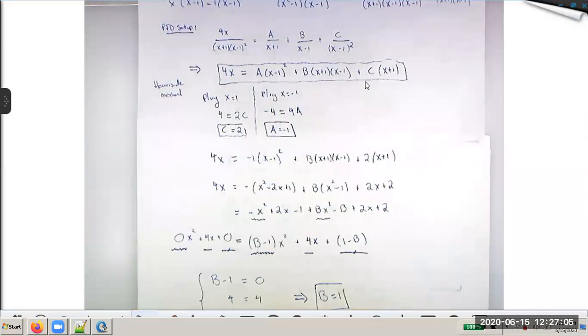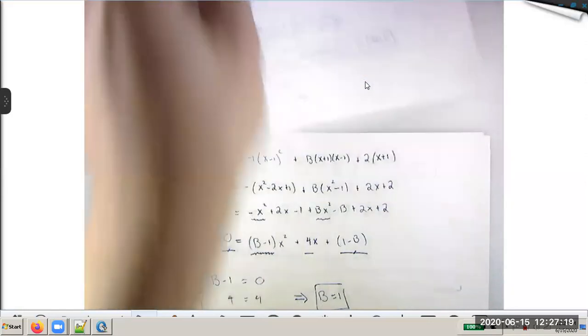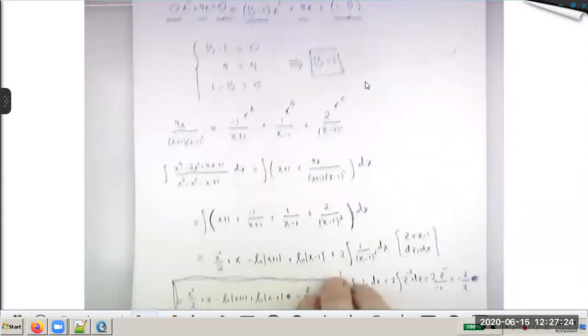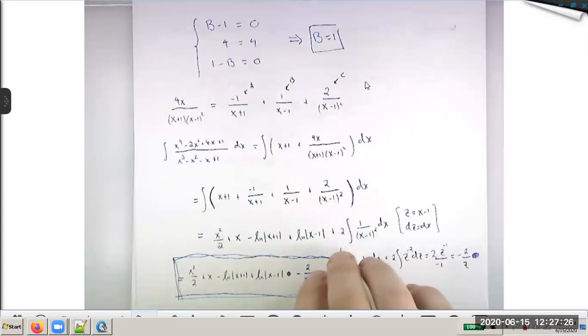The same thing would have been true if we had an irreducible quadratic factor. We wouldn't be able to get those coefficients out using the Heaviside method. So after we got everything else out, we would cross multiply and set up our system. There are some problems in your homework that will give you some practice with that. So I'm not terribly worried. I think with a little bit of practice, you guys will become masters at this.